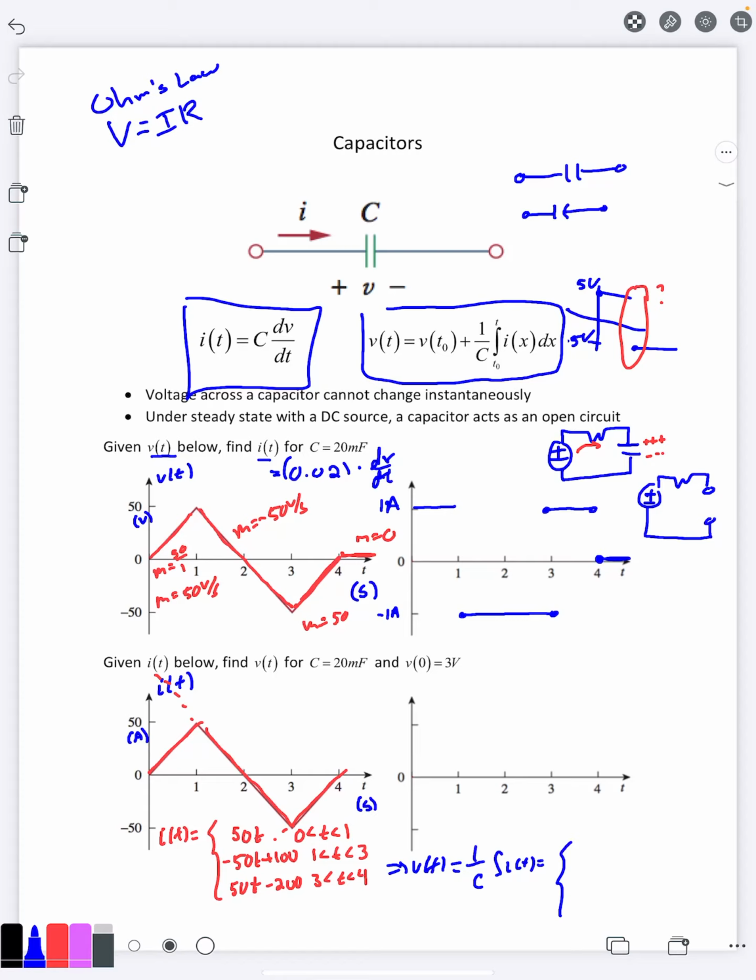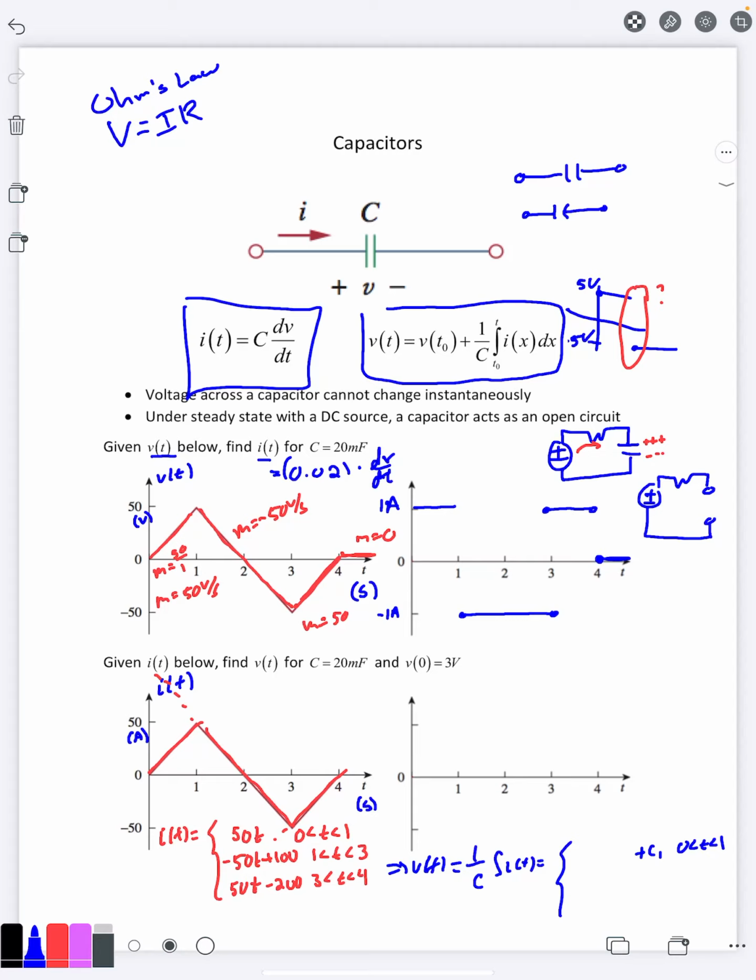So that's going to work out to be 2500 t squared plus some constant. All right, so I'm just integrating. Sorry, I messed up there. It's half of that, because the integral of t is t squared over 2. So we have to divide this by 2 here.